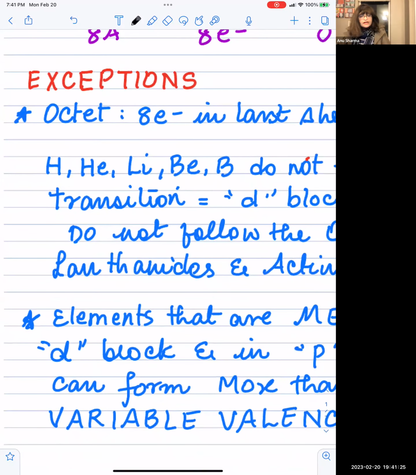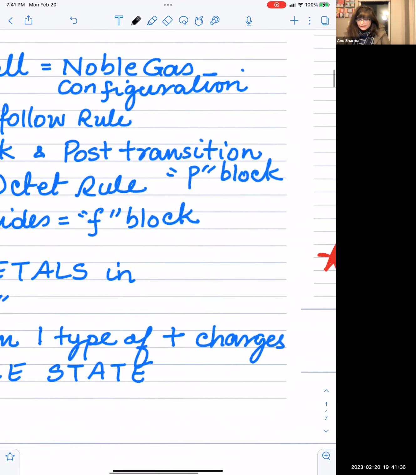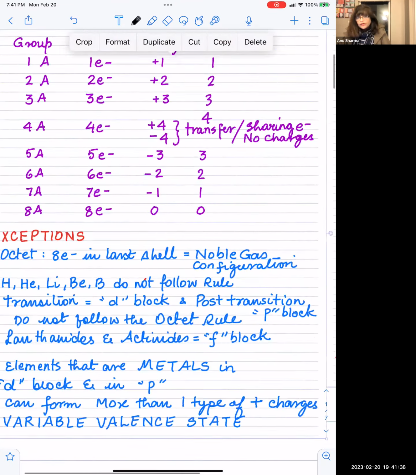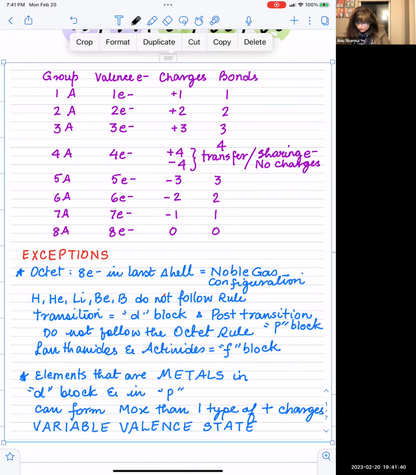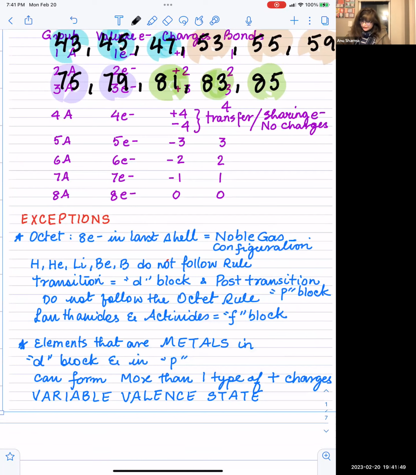Next is the transition elements, the d block elements, the ones that have d orbitals starting from 3D. They do not follow the octet rule. And the post transitions also have the D orbitals. So that is why they also defy the octet rule. And then the F block elements also do not follow the octet rule. So the octet rule is not like it's a universal thing. It's not like that. Okay.